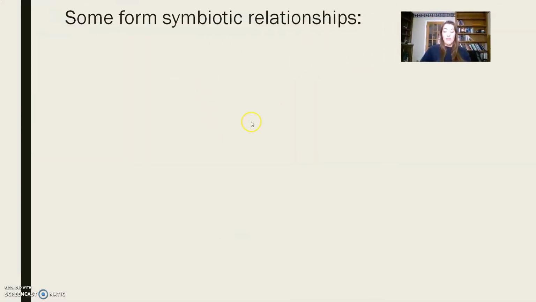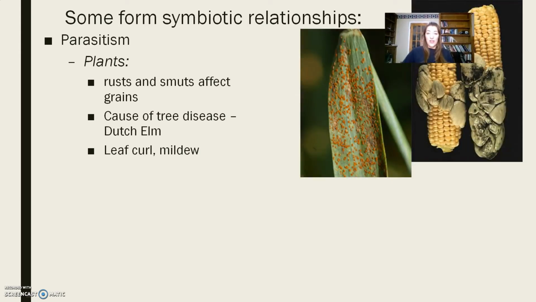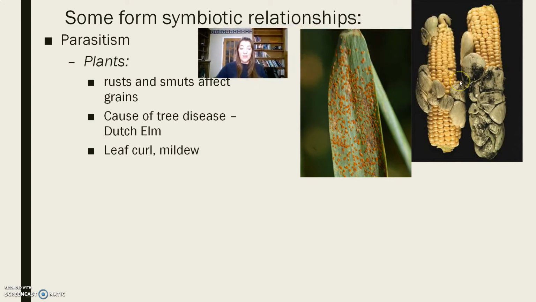Some fungi form symbiotic relationships. So first, let's talk about parasitic relationships. This is where one benefits and one is actually harmed. Now we have things called rusts and smuts over here by these plants. Some people actually can eat the smuts as a delicacy in certain countries. But they look deformed and they're kind of weird for us. Some other parasitic things are the cause of Dutch elm disease. That was a huge thing back east when a lot of the trees died because of the fungus. We also have leaf curl and mildew that come from different fungal diseases.